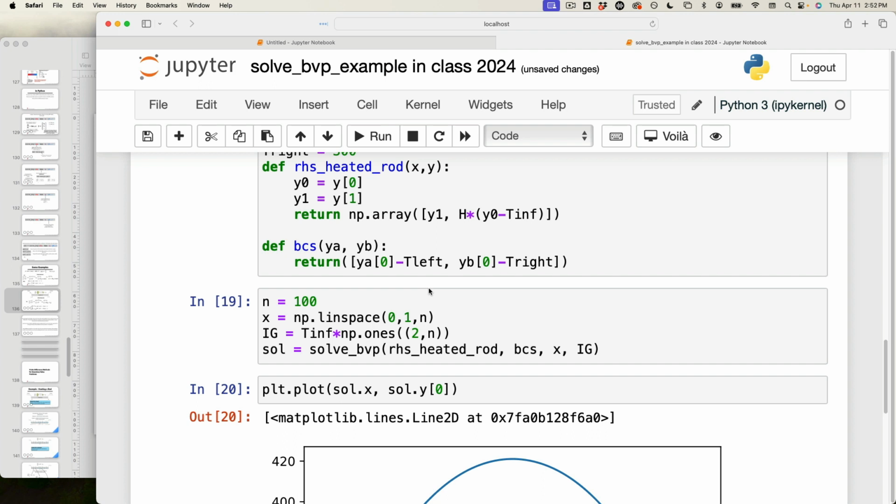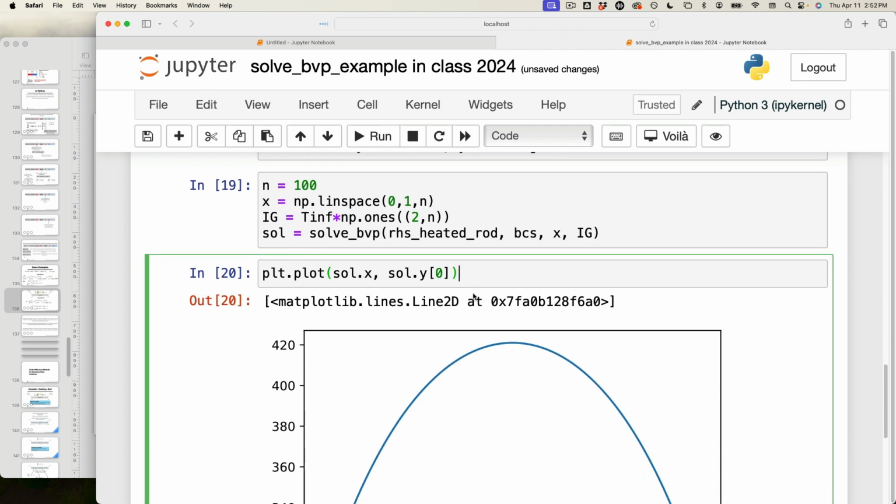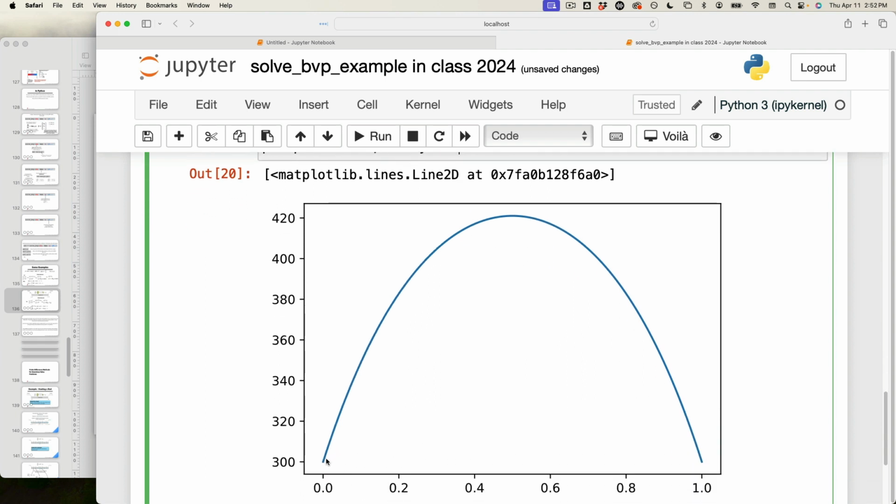Okay, play with H now. Put a small value for H, put a large value for H. Let's see what happens. So this is what I got. Starts at 300, ends at 300. Very good sanity check that we nailed the boundary conditions.